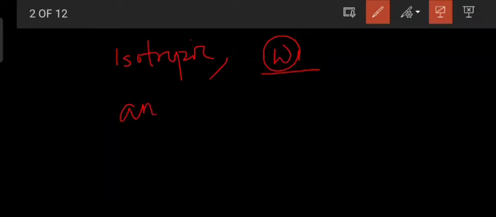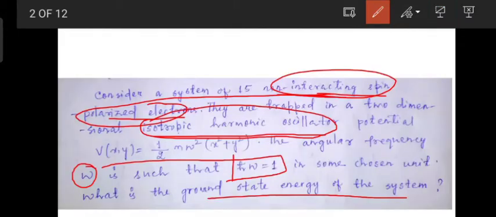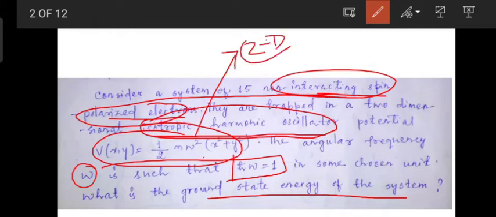If it is written as anisotropic, then you will find different types of angular frequency with respect to different directions like omega x, omega y and omega z. And another one, this is the potential V of x equal to half m omega square x square plus y square. This shows that it is a two-dimensional harmonic oscillator. To find out the ground state energy, we have to find how electrons are arranged in the ground state.